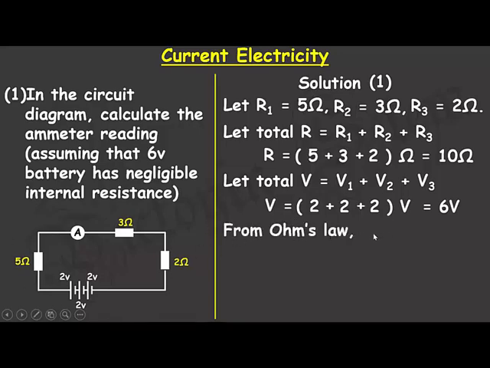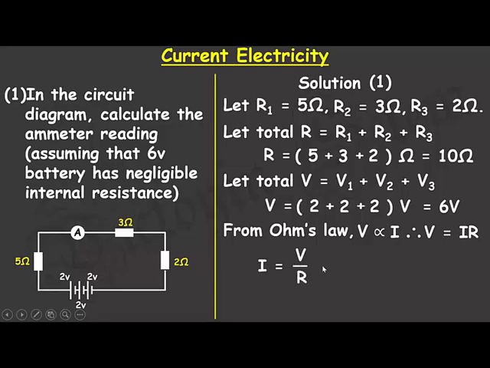Now Ohm's law states that the voltage is directly proportional to the current, and therefore V equals IR. Once you remove the proportionality sign, you introduce equality and the constant of proportionality, which is the resistance of the resistors in the circuit. Making the current subject of the formula, if I divide both sides by R, I will be left with I on the right-hand side, and on the left-hand side I will have V divided by R.